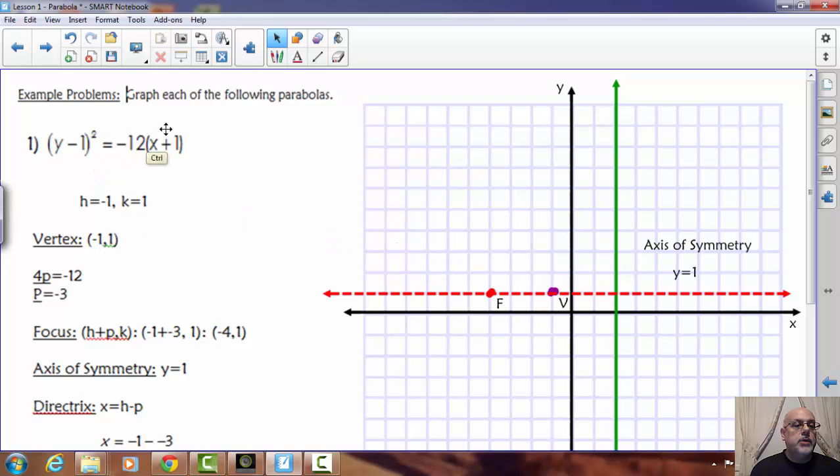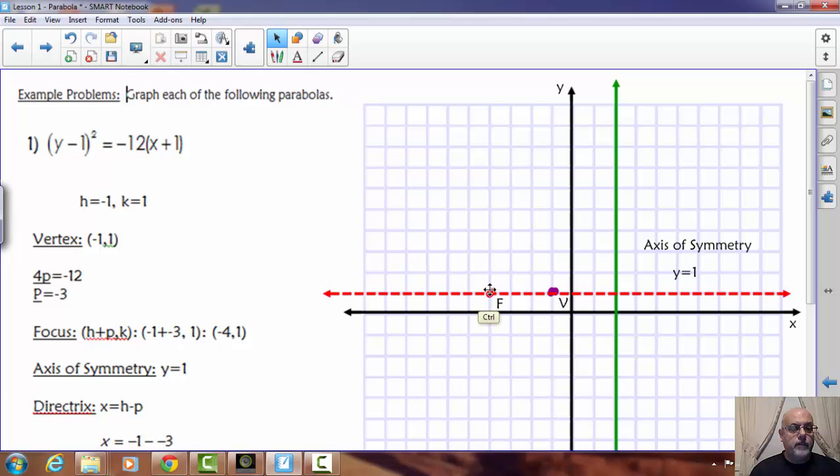The term in front of the non-squared term, since the y term is squared, that term is 4p. 4p is negative 12, therefore p is negative 3. You need that value of p because we have to find out where the focus is. Since this opens either left or right, the focus will be to the left or right of the vertex. So you take the h, the negative 1, and you add p to it. p is negative 3. That puts the focus at negative 4, 1.